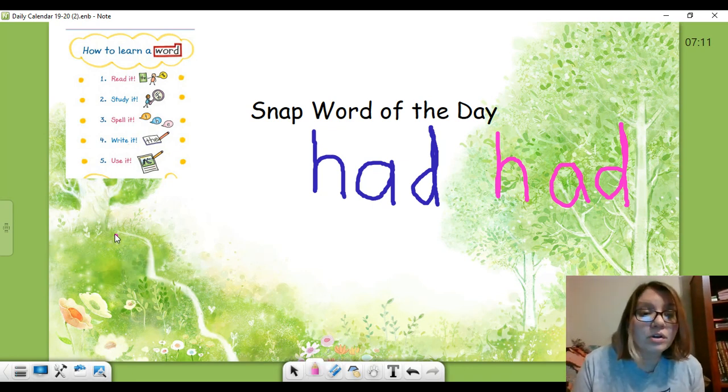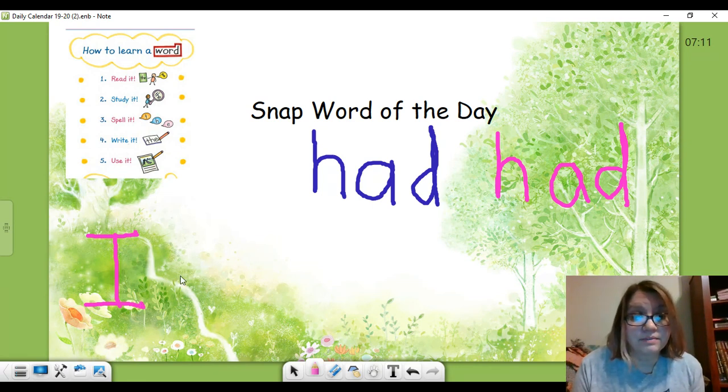So first word was I. And that needs to be uppercase because it's the word I. So let's make it uppercase. Uppercase I. And then I want you to put a finger space. I had.